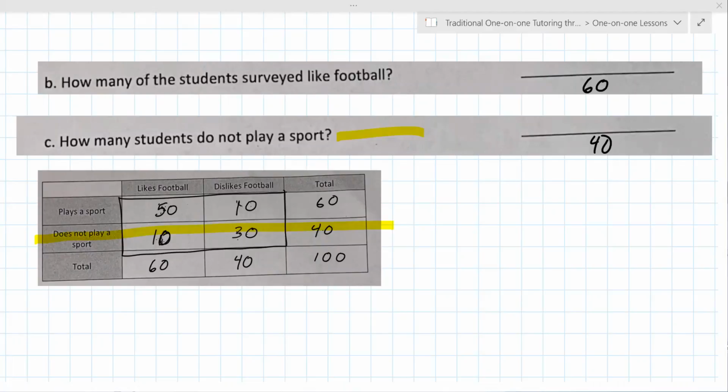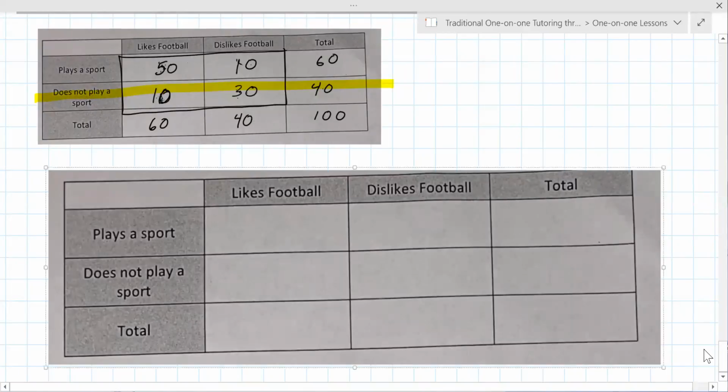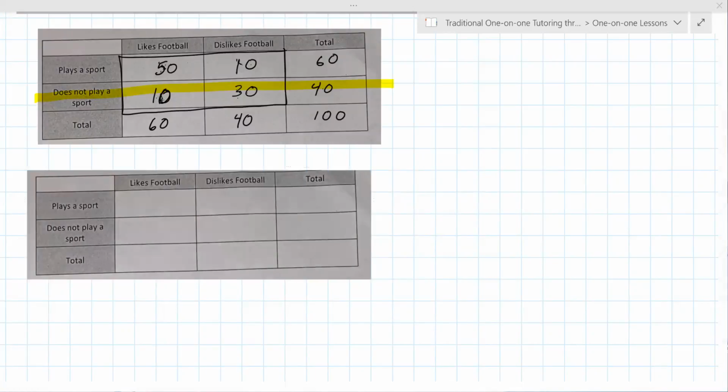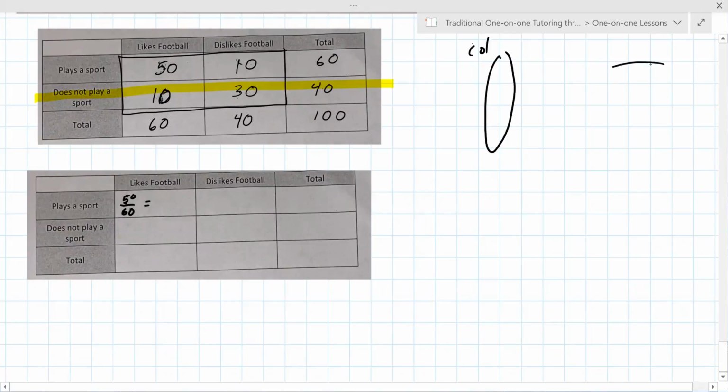All right, so now, part D. Wow, I don't like the way they're doing that. So part D. Part D says they want the relative frequency by column. Yeah. Okay, so here's what that means. And column does matter. So for plays a sport, 50 out of 60. Because your total is 60, and that's because it's a column total. Columns go that way, rows go that way.